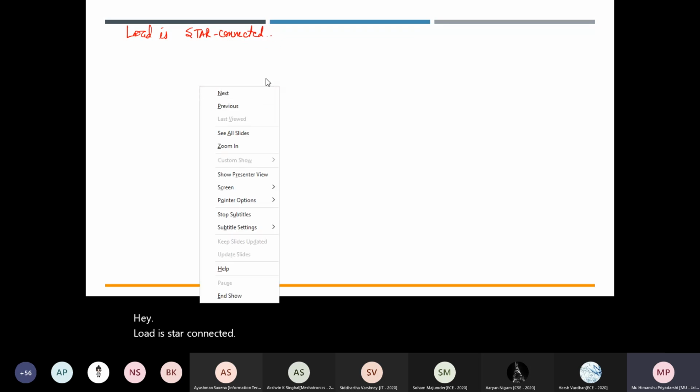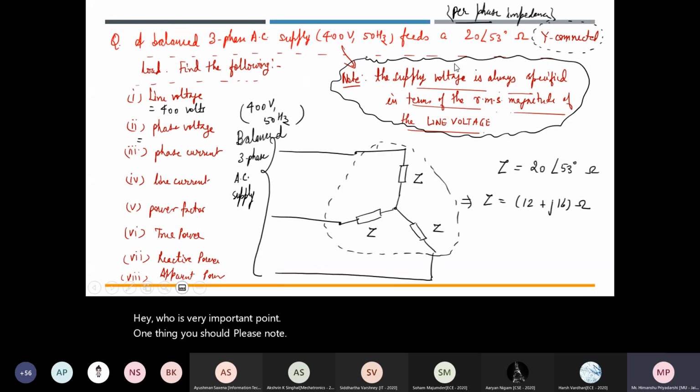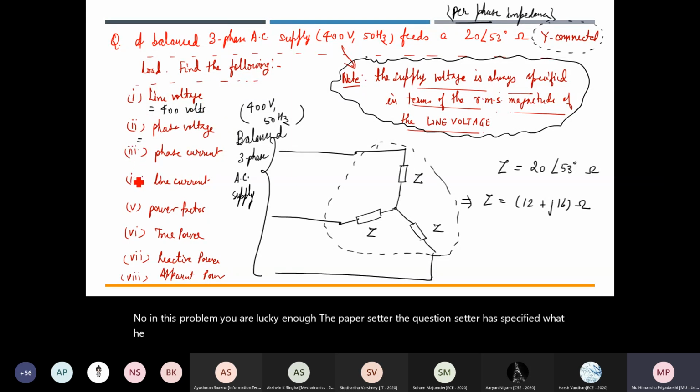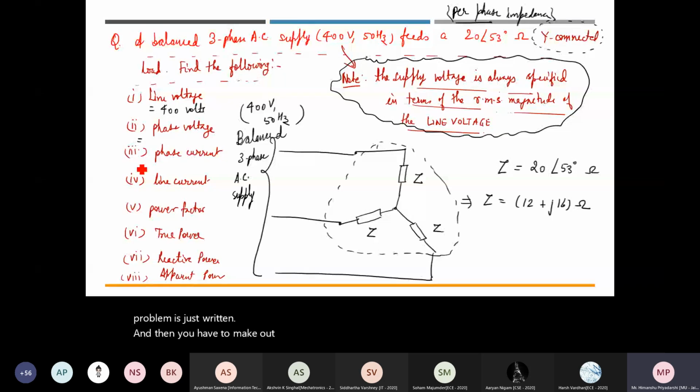Now, one thing you should please note, a golden principle which you should understand and apply as soon as possible. In this problem you are lucky enough, the question setter has specified what he wants, 1 2 3 4 5 6 7 8. But generally as an engineer, you are given a problem statement, the problem is just written, and then you have to make out of it what the sub parts of the problem are.